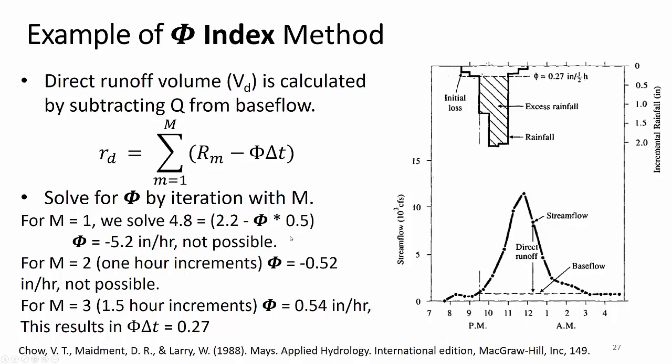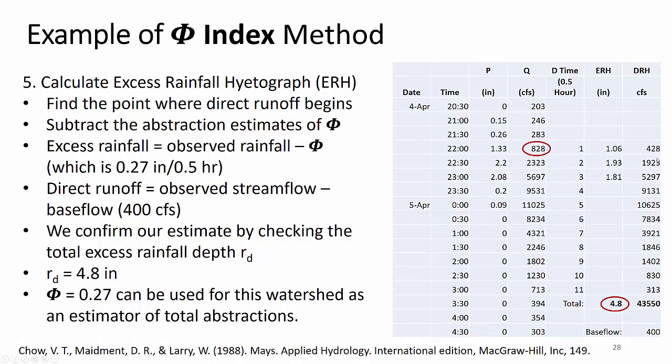So if phi delta T equals 0.27, then we go back and calculate R sub D. The way we do that is we calculate the excess rainfall hydrograph. That's how much rain is extra. Find the point where the direct runoff begins, and that's here. That's our first direct runoff time. Subtract the abstraction estimate of phi, which we just did. So remember, we came up with 0.27, so we subtract 0.27 from the rainfall to get the effective rainfall. Direct runoff equals observed stream flow minus base flow. We have excess rainfall here until here. We have no more excess rainfall because the rainfall is less than our 0.27. That's where it goes negative again. So we add all of the effective rainfall up, and lo and behold, it's 4.8. Sometimes it may be 4.74, and your other R sub D may be 4.8.